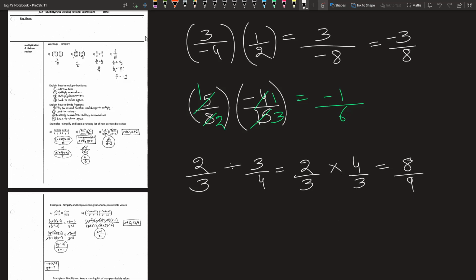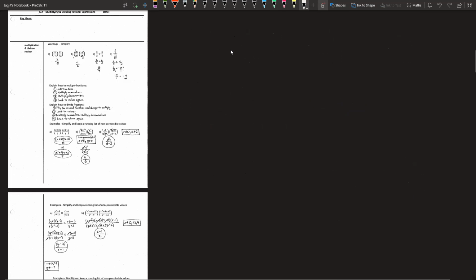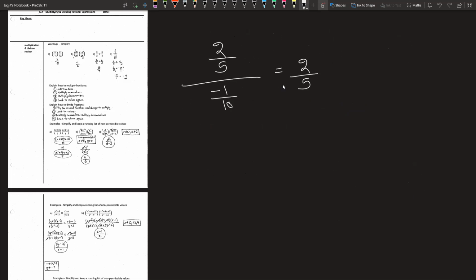Let's try another one. You see, sometimes they might write it differently. Sometimes they might say you have 2 over 5 divided by minus 1 over 10. So you would say it's 2 over 5, but now instead of this division, I put multiplication. And the bottom term is going to flip. So minus 10, always move the negative to the top.